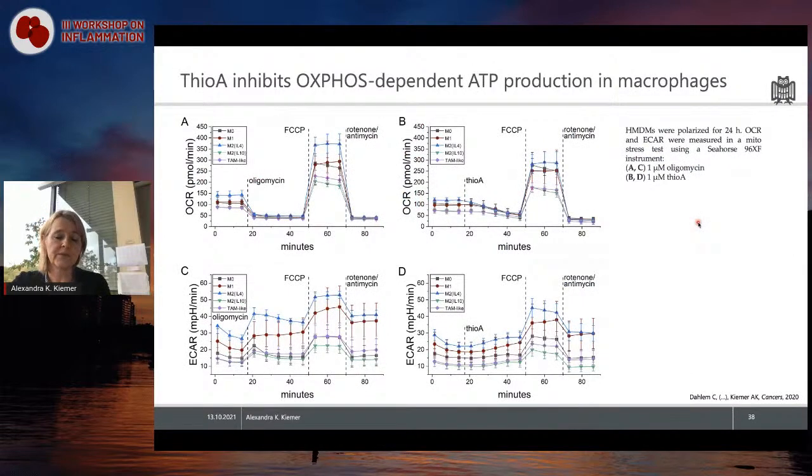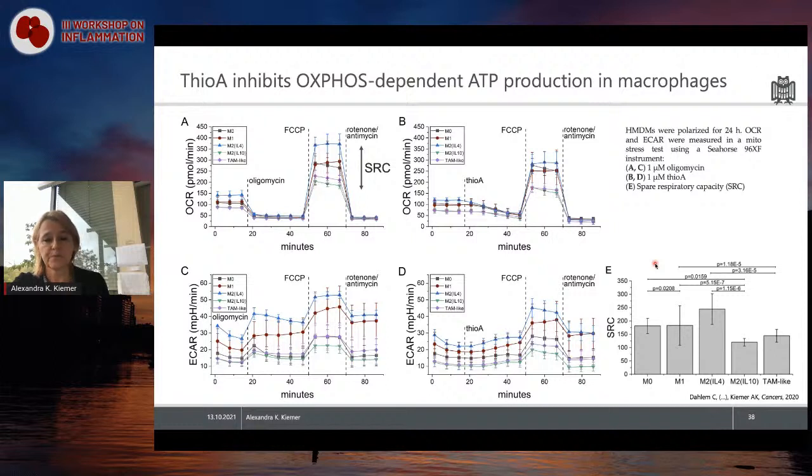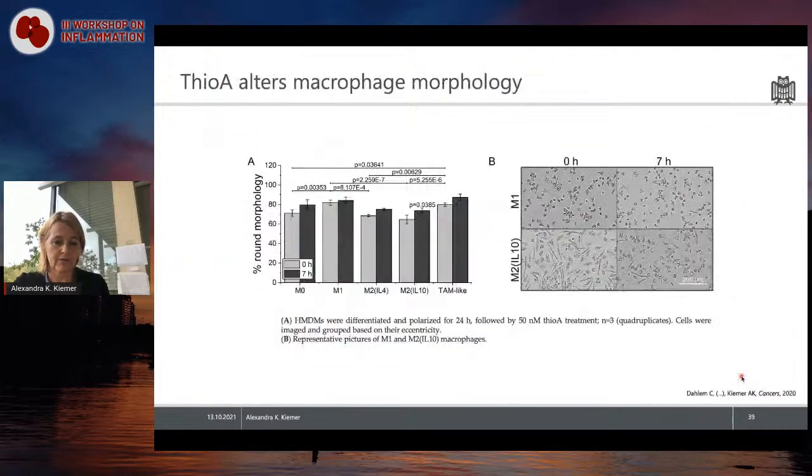And obviously we did the same metabolic analysis in macrophages, in all differently polarized macrophages. In general, we could see a clear inhibition of this oxidase-dependent ATP production, which is of special importance for the tumor-associated macrophage phenotype, and which can also be quantified as spare respiratory capacity, where the effects were strongest in these IL-10 and TAM-like macrophages.